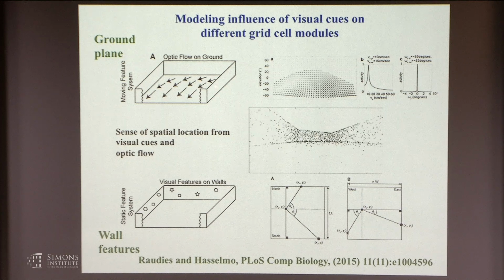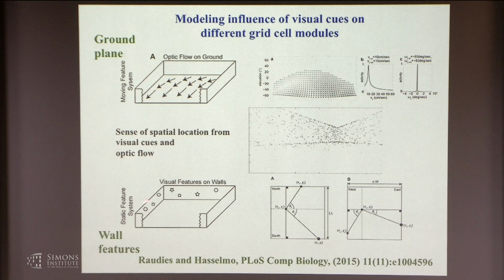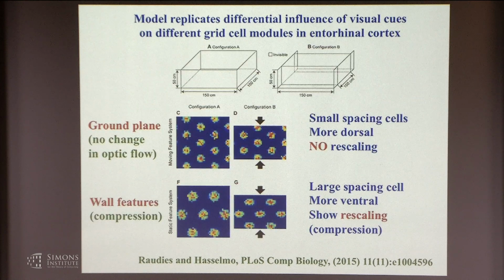And we looked at the ground plane characteristics using template matching from the Perron technique, or features on the walls, so visual feature angle. And we showed that we could separately simulate, obviously when you're focusing on features on the ground plane, you don't see an effect of the movement of the walls, consistent with the lack of the rescaling in these smaller firing fields or smaller spacing firing fields. Whereas when the spacing was larger, we modeled this as the network responding to the features on the wall, and when we move the walls, then we get compression of the spacing between the firing fields.